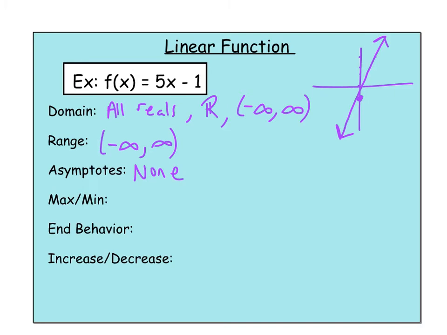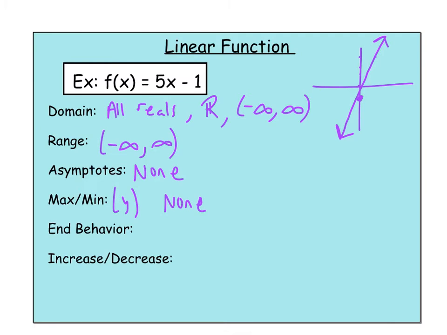But no asymptotes. Does it have a maximum or minimum? Well, if the range is all real numbers, the max or minimum is referring to y values. There's not going to be one, right? This thing goes up to infinity on the right side and down to negative infinity on the left side. So definitely no max or mins either.